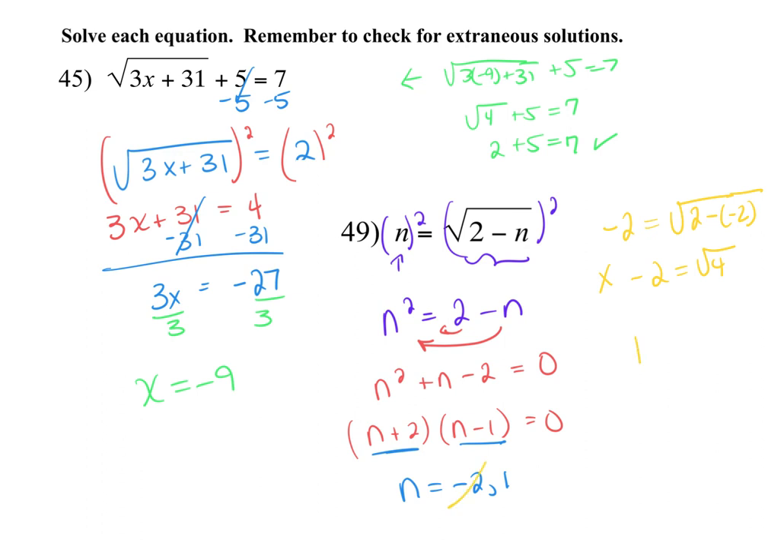If I plug in a 1, I get 1 equals the square root of 2 minus 1. 1 equals the square root of 1. That is true. So my only answer here is n equals 1. Negative 2 is extraneous.